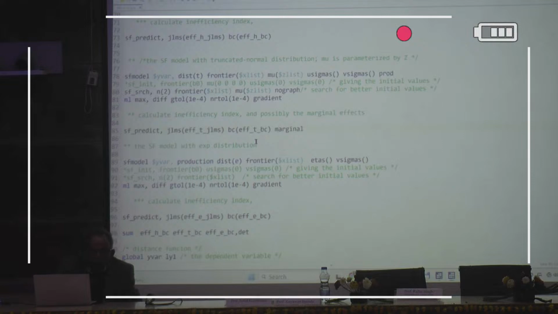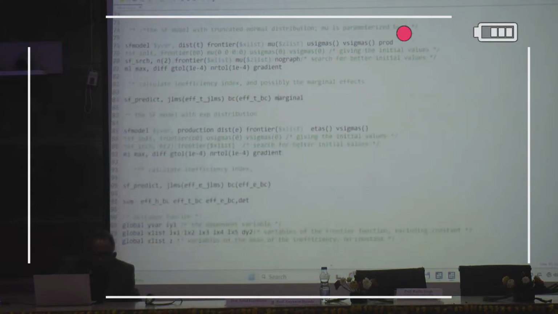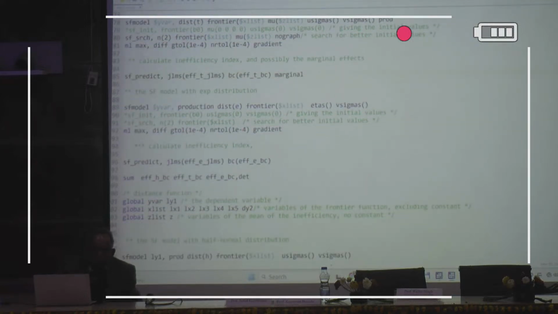Just to show all those things, because Dr. Joyendra has shown you only half normal, he was doing only truncated normal, but I asked him to change that to half normal, and that was also working. Now I'm just showing that I started with half normal, then I went over to truncated normal. Now let's look at the exponential, the SM model with the exponential distribution.